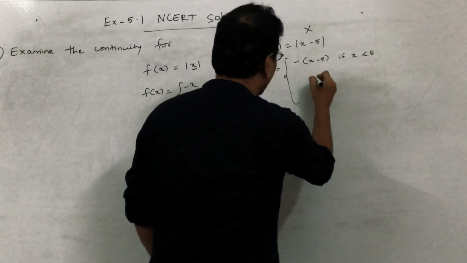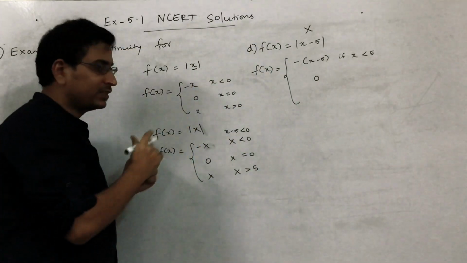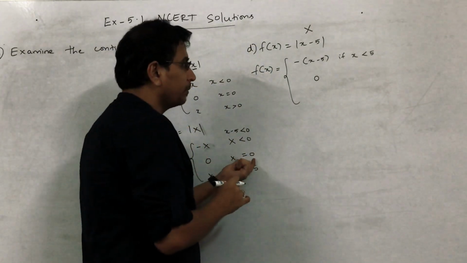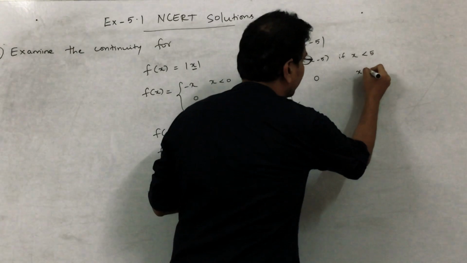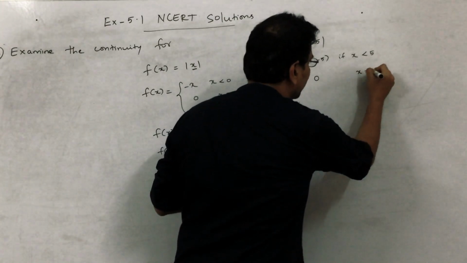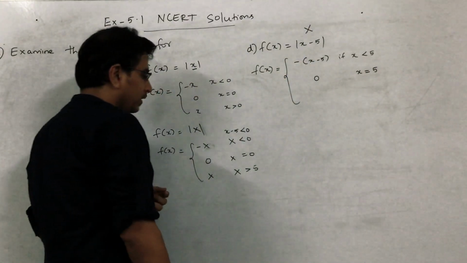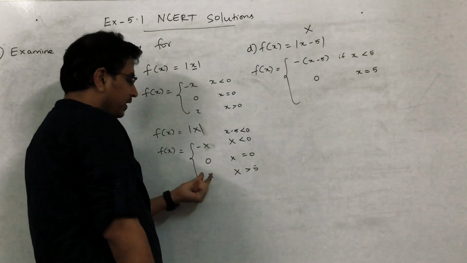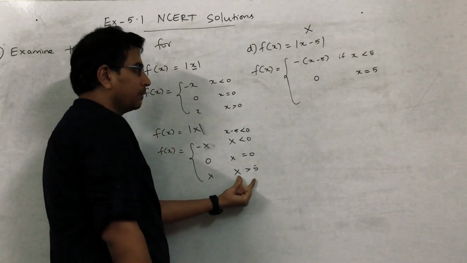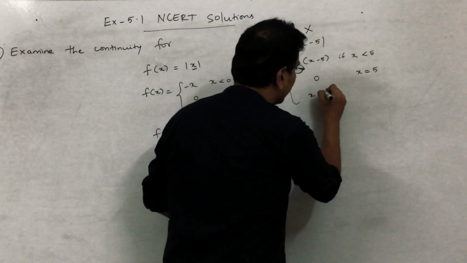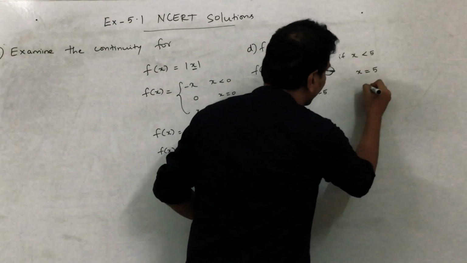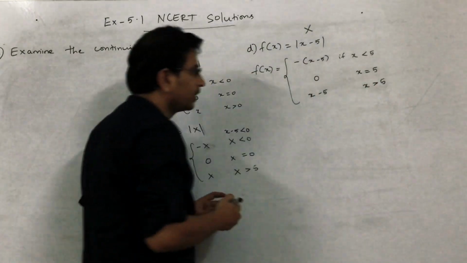Similarly, it is equal to 0 when capital X is 0. What is the value of capital X? Capital X is x minus 5. So x minus 5 is 0 means x is equal to 5. Similarly, you can write it as plus capital X when the value of capital X is greater than 0. So this will be x minus 5 if x is greater than 5.